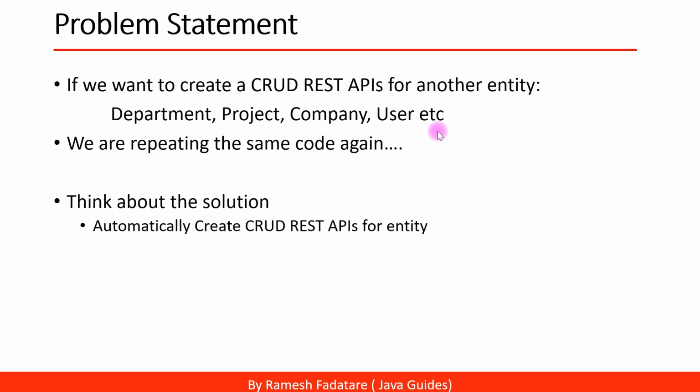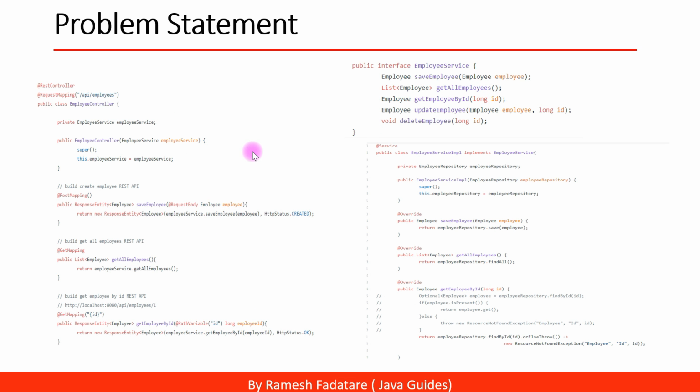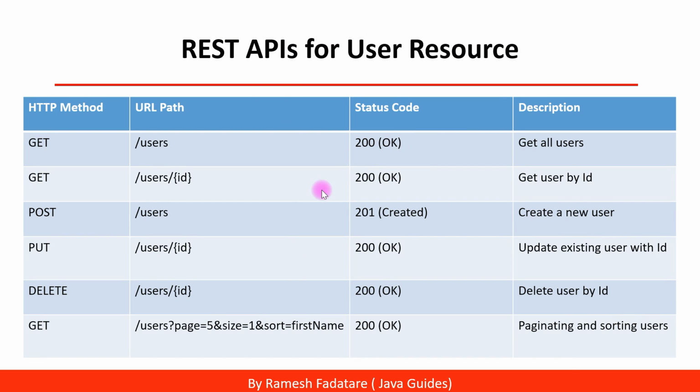So when we create a Spring Boot application using Spring Data REST, we will see how we can minimize this code. Okay, let's take a look at what REST endpoints the Spring Data REST module exposes. Let's say we have a user resource or user entity in our project, then Spring Data REST module will basically expose all these REST endpoints: get all users, get user by ID, create new user, update existing user, delete user, pagination, and sorting APIs. Okay, so we don't have to write REST endpoints for the user entity. Spring Data REST module exposes all these REST endpoints for us for free.